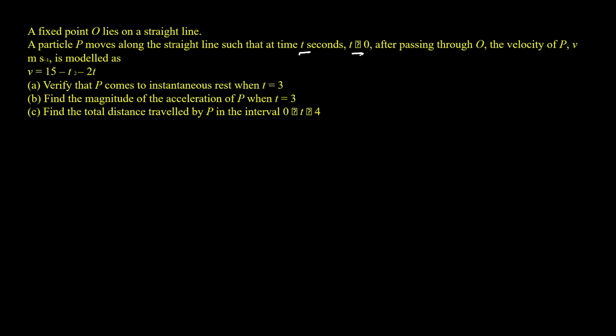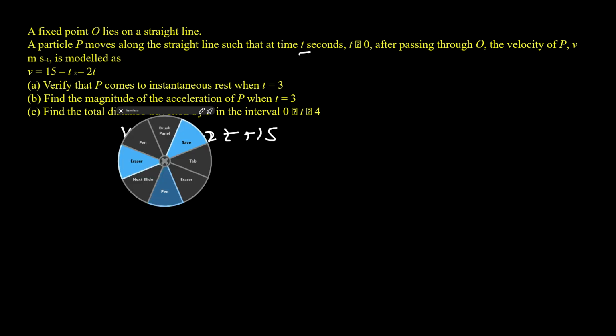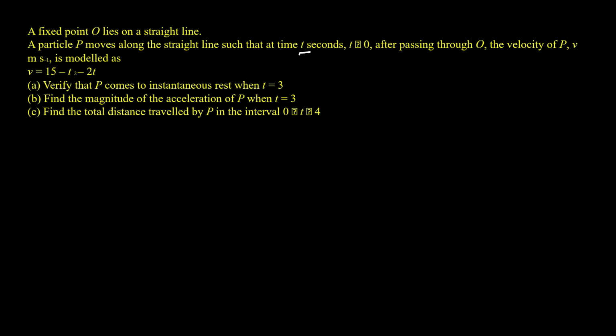So what we have been given here is an equation for velocity, which is equal to minus t squared minus 2t plus 15. We have to prove that when t is equal to 3, the particle comes to instantaneous rest. When we say the particle comes to instantaneous rest, it means that v becomes equal to 0.